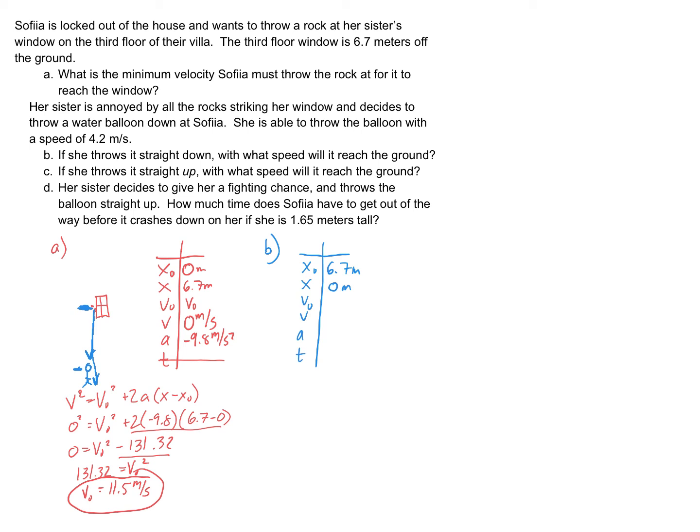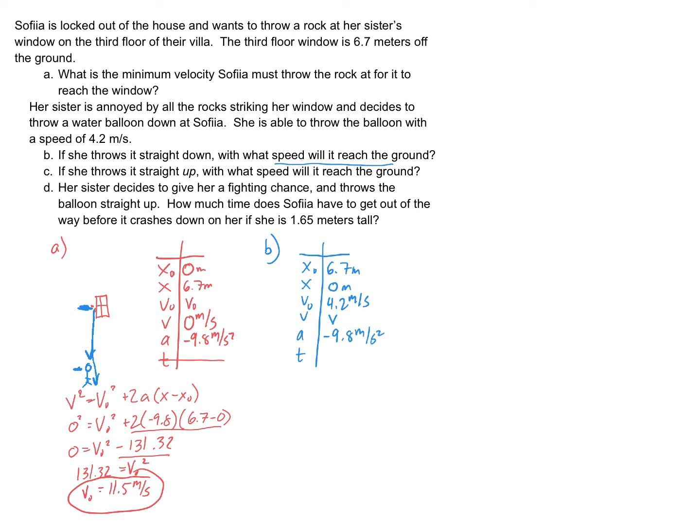The initial speed, that's that 4.2 that we talked about. So that's how fast she can throw it. The final speed, that's what we're looking for, right? That's the question, with what speed will it reach the ground? So that's my V. And we, of course, know that acceleration is negative 9.8 meters per second squared.